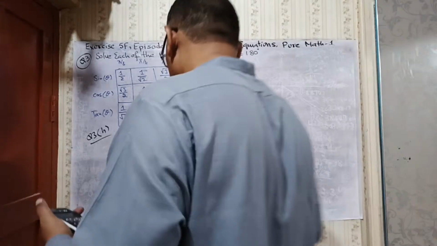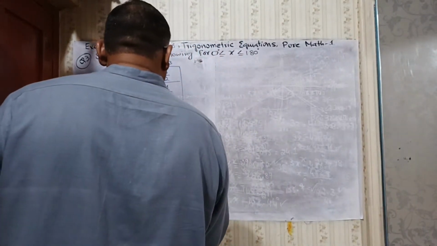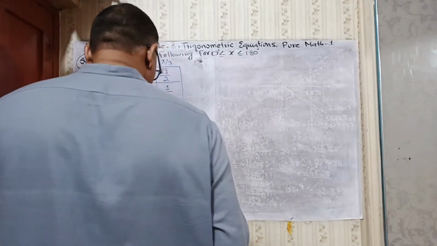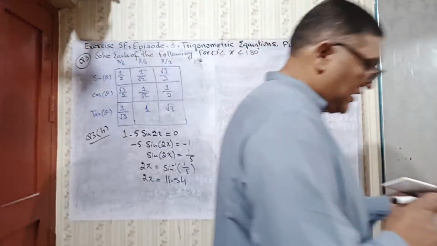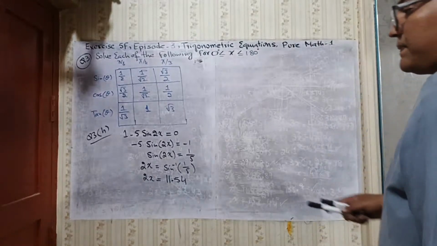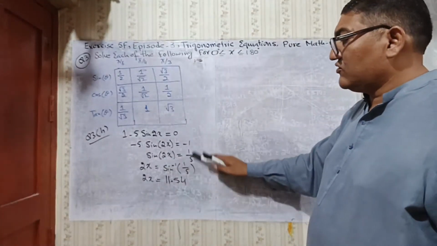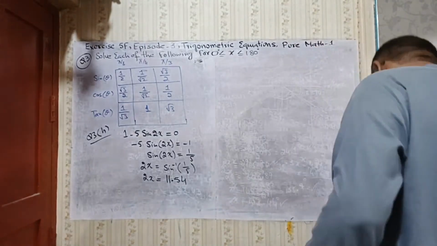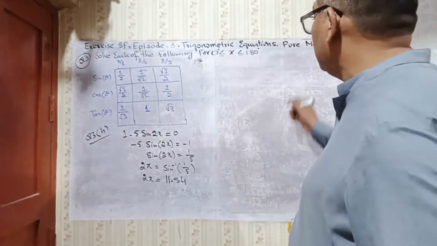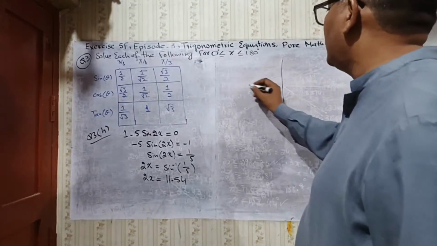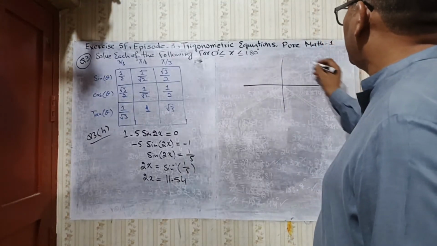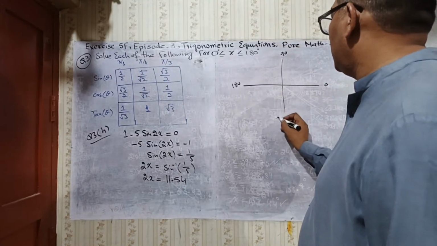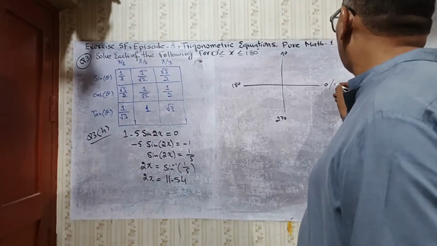So the base angle is 11.54 degrees. Now you see, this sine 2x is equal to a positive value. Sine is positive in two places: in the first quadrant and in the second quadrant. So no problem, we will try.